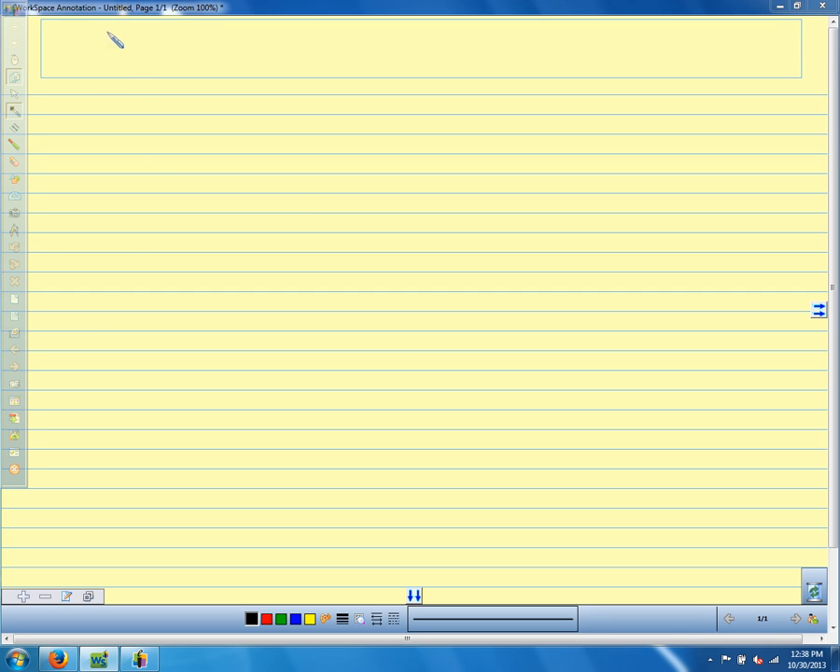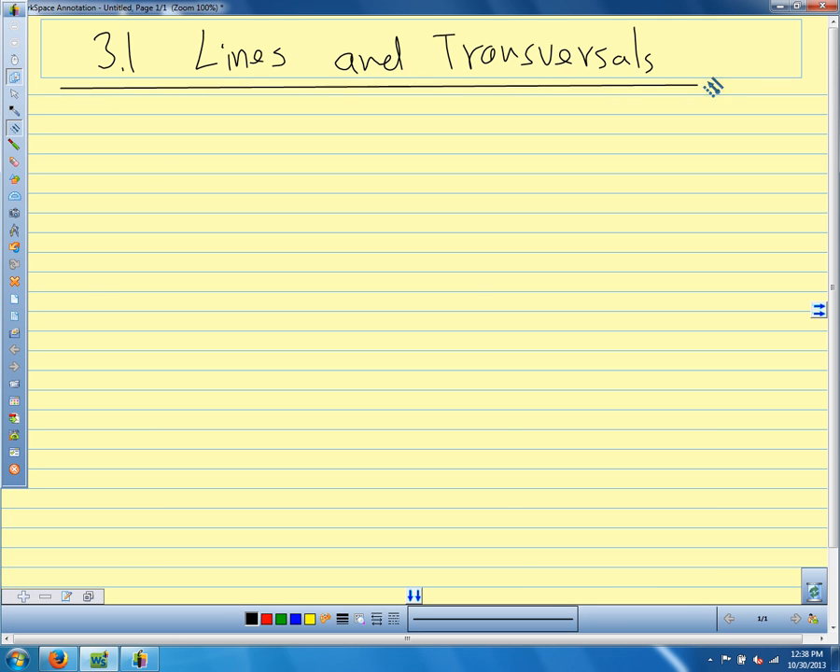So we're jumping into chapter 3, 3.1. We're going to talk about lines and transversals. And we'll get to what a transversal means in just a second.